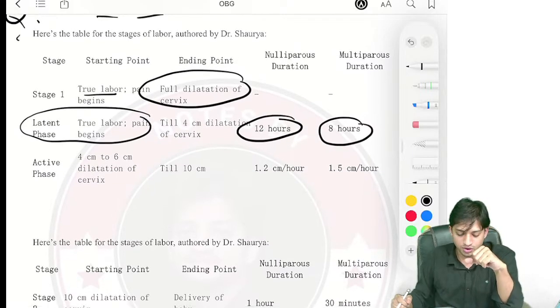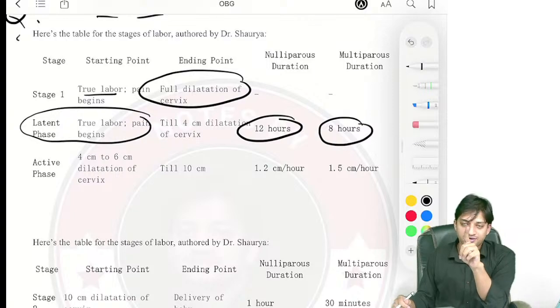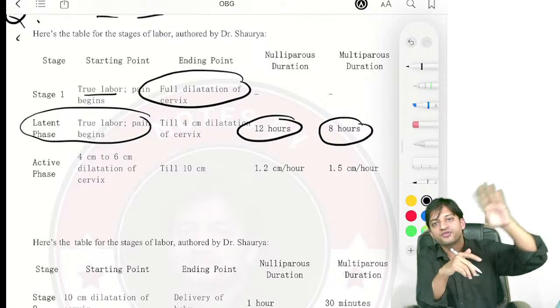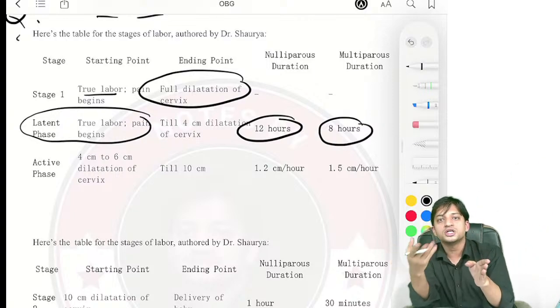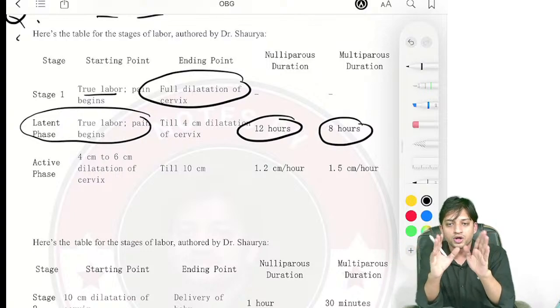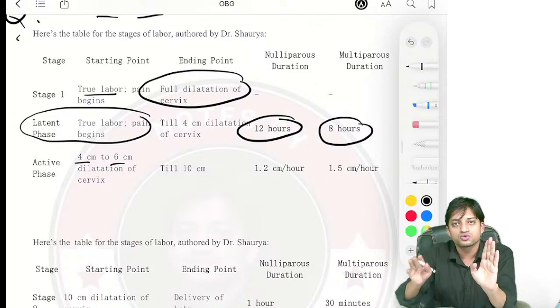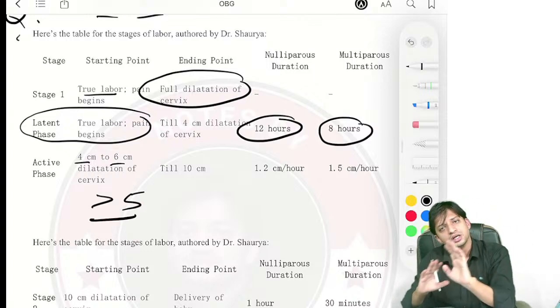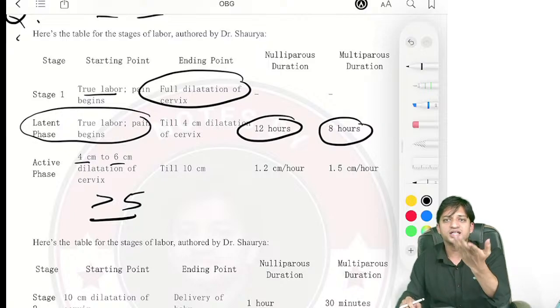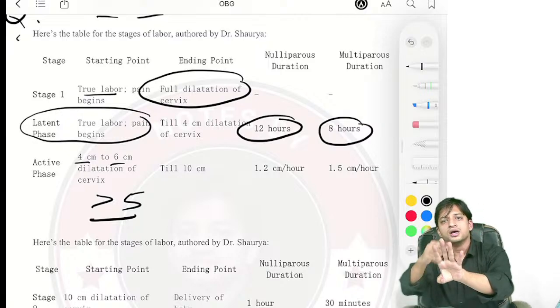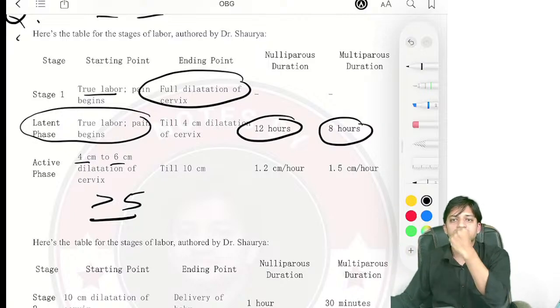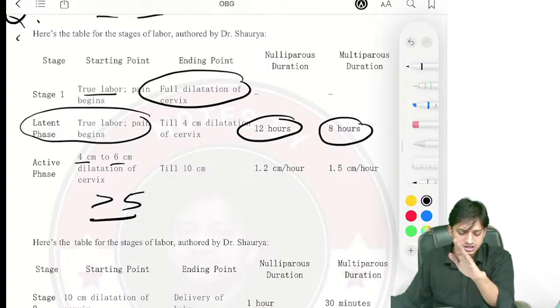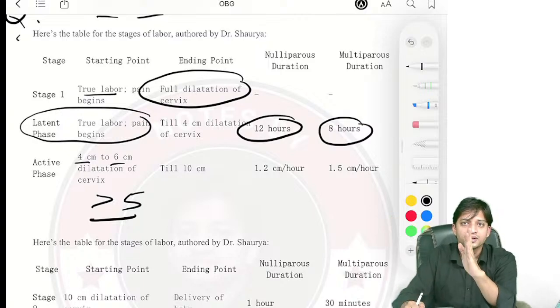In active phase, what is going to happen? When the cervical dilatation moves up from the latent phase, it was 4 centimeter, beyond 4 centimeter or 5 centimeter, or in some textbooks they mention 4 to 6 centimeter. Some, for simplification, write more than 5 centimeter dilatation. No need to get into controversies. Very simple. Latent phase was up to 4, so beyond 4, whatever dilatation, be it 5 be it 6, simple, don't get into controversies, apply your brain and just start solving. That dilatation will be the beginning of the active phase of the labor, right?